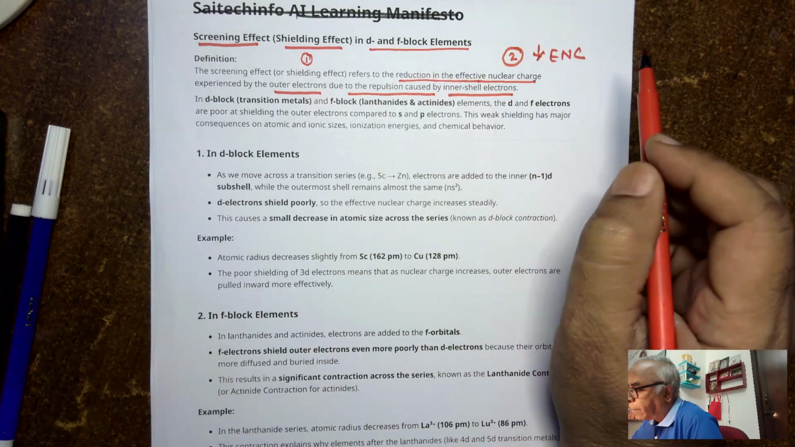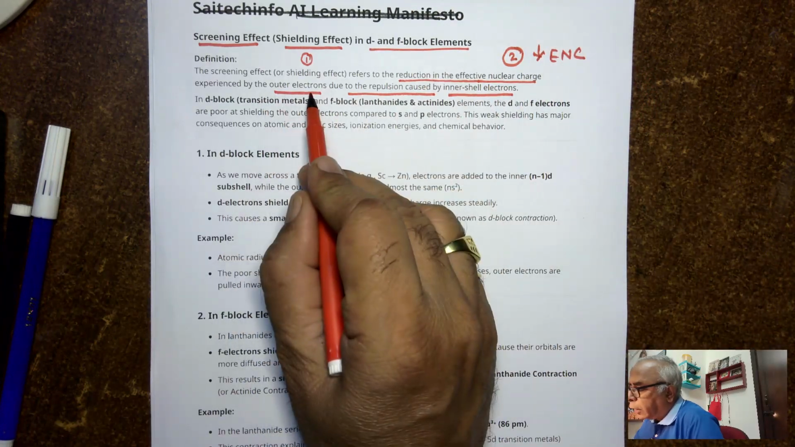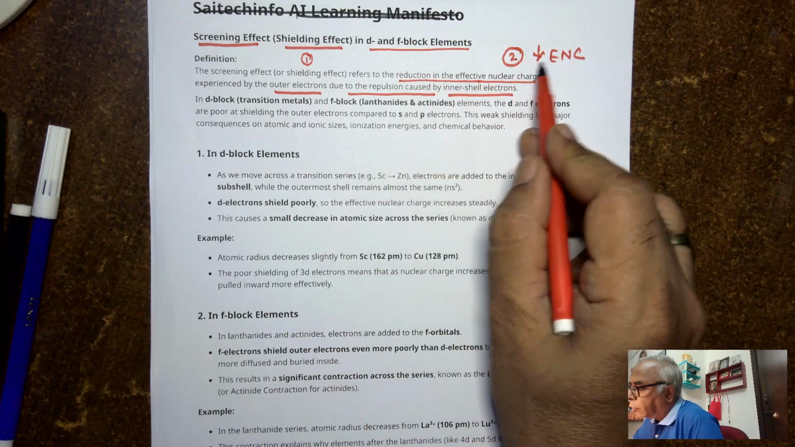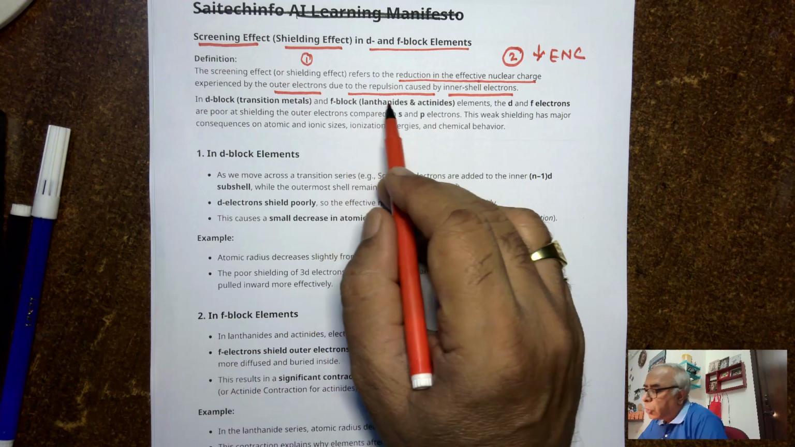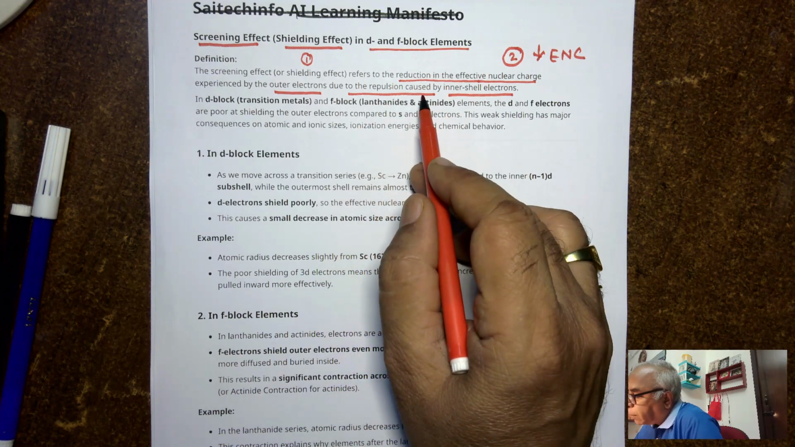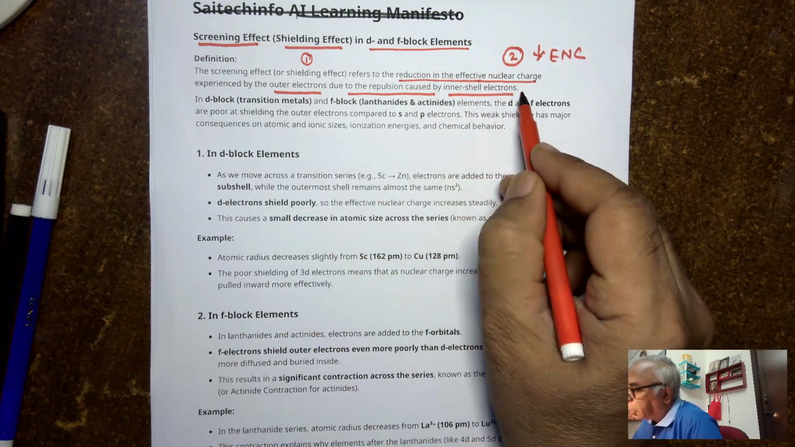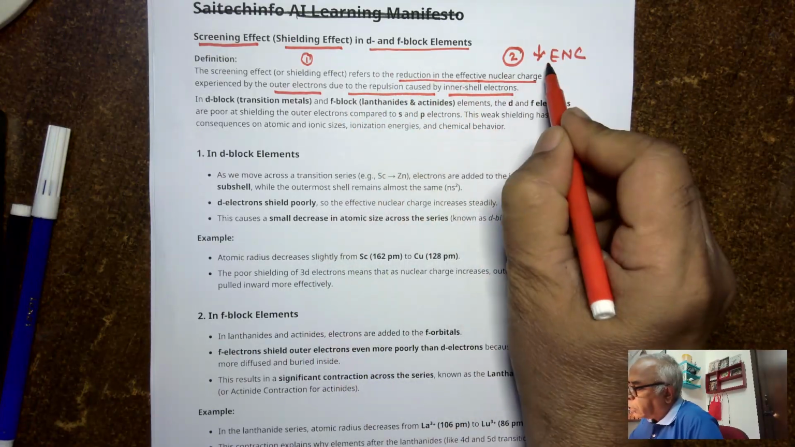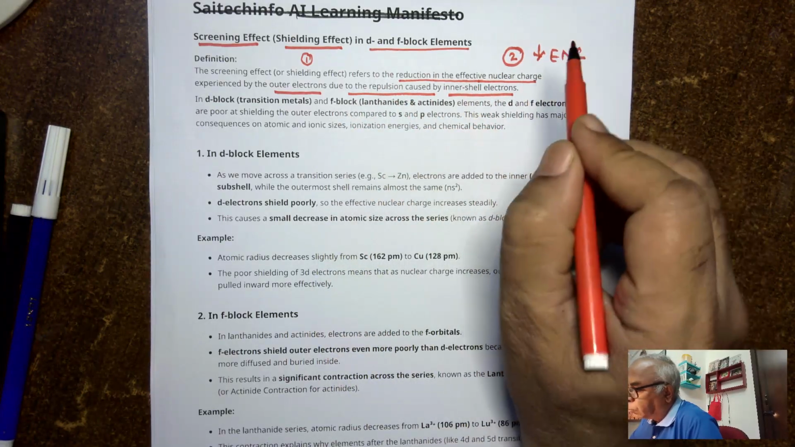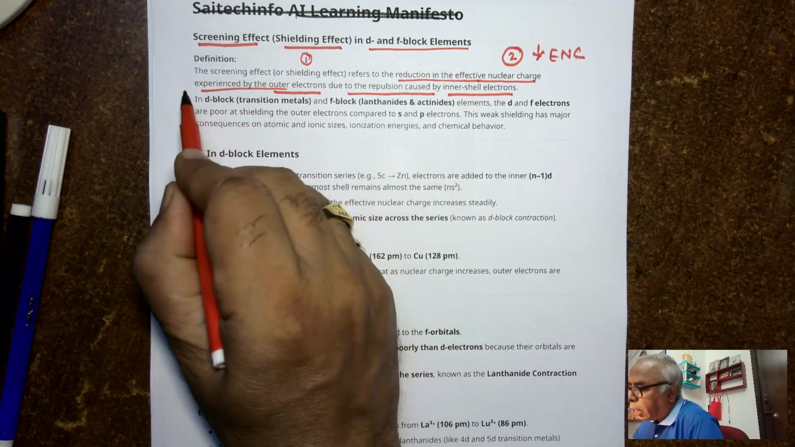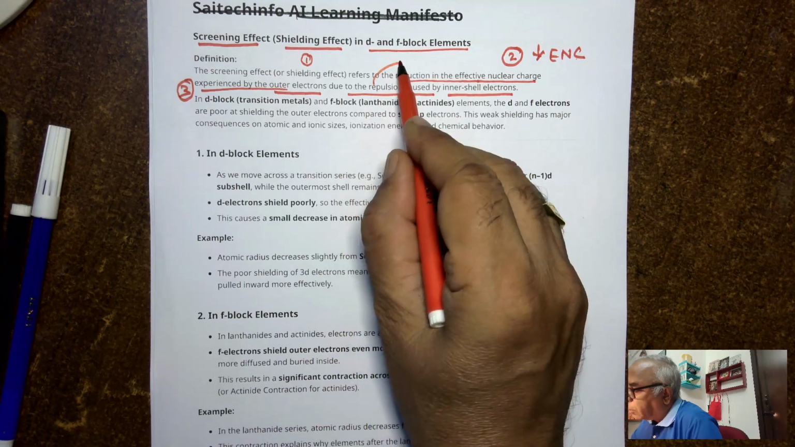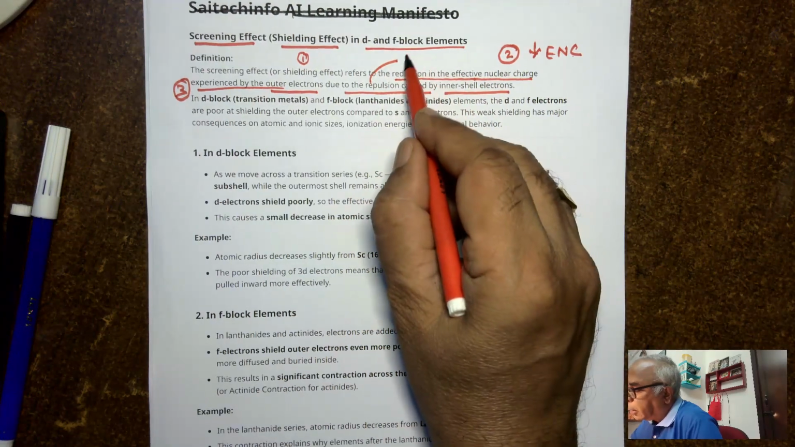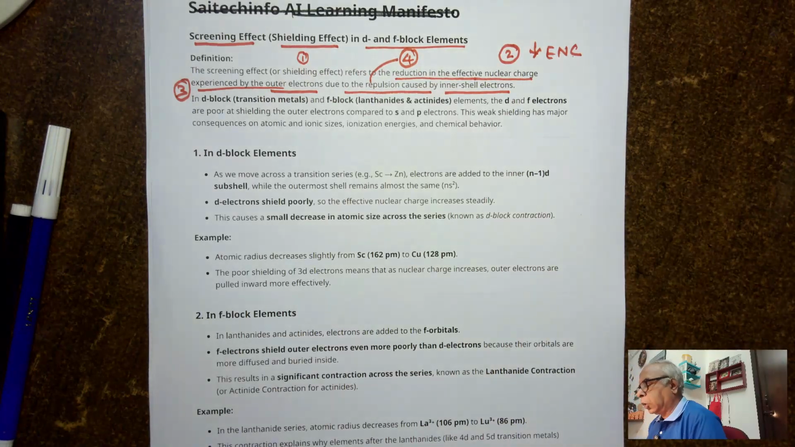This is point number two: experienced by the outer electrons. So this effective nuclear charge is experienced by the outer electrons due to the repulsion caused by the inner shell electrons. So this is the effective nuclear charge reduction, and that is experienced by the outer electrons. That is point number three, and that is due to the repulsion caused by the inner shell electrons.